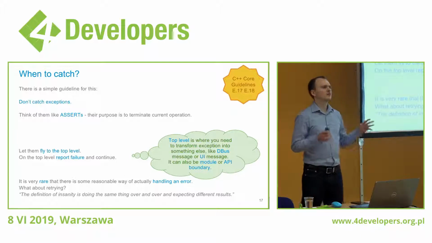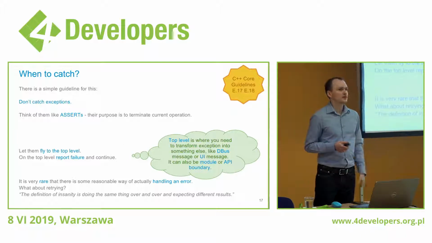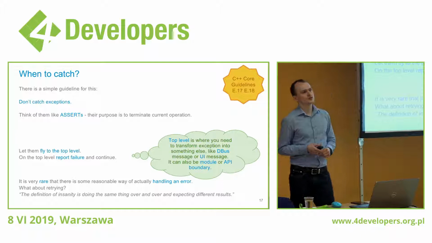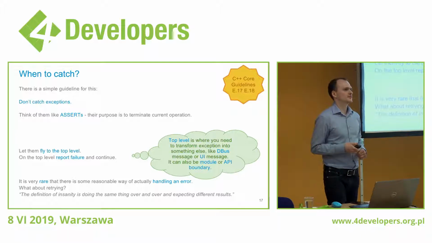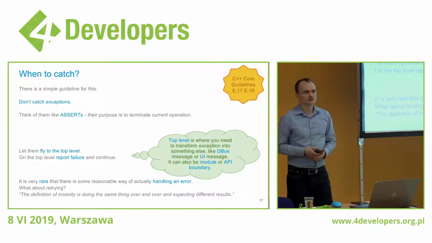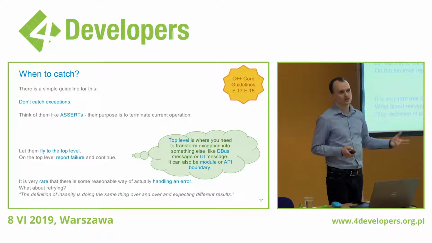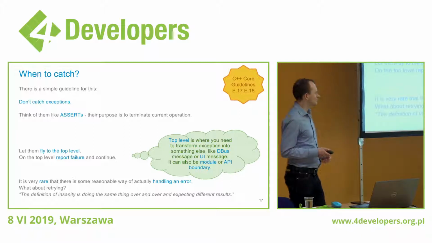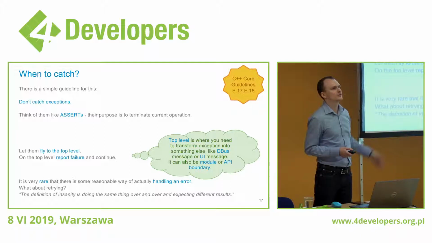However, there are some kinds of errors where it actually makes sense to retry. So those are, for example, network exceptions. Retrying a network connection is something reasonable, right? But this is very rare. This is an exception. Generally, you don't catch exceptions. You let them fly to the very top.